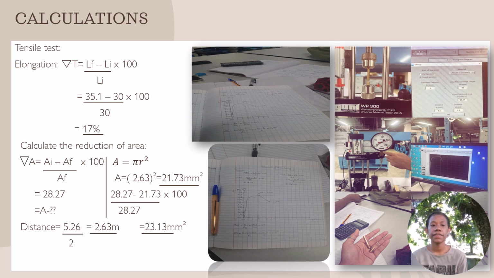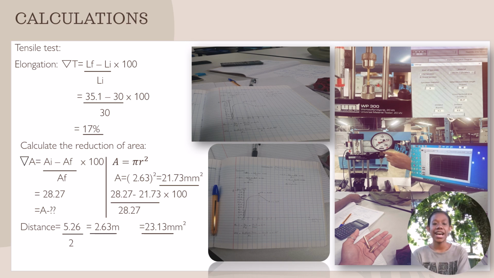So first we have to calculate the percentage of elongation, just to assess the material's ductility and its behavior under stress. So here's the formula of the percentage of elongation. It's final length minus initial length, divided by initial length, multiplied by 100. And then we find 17%.